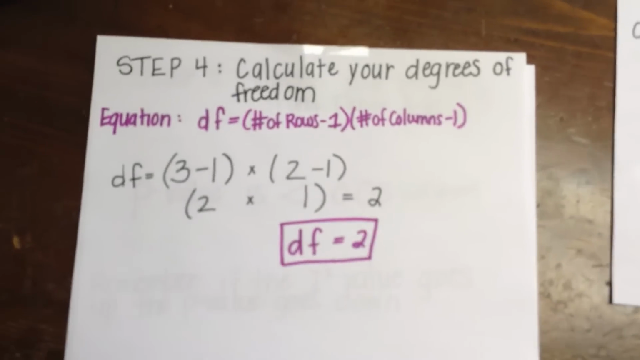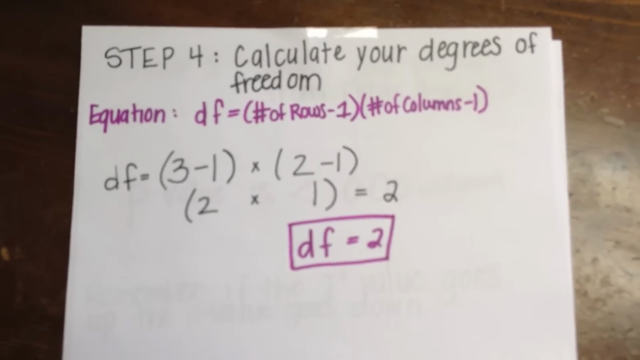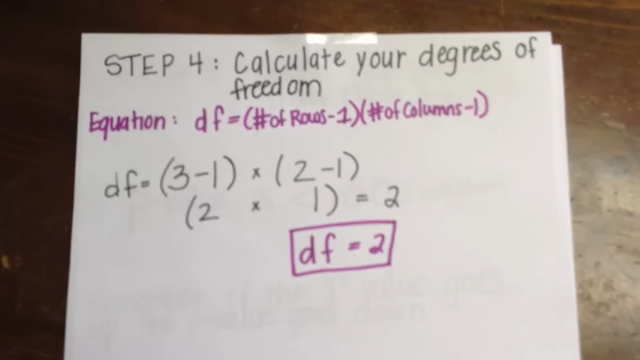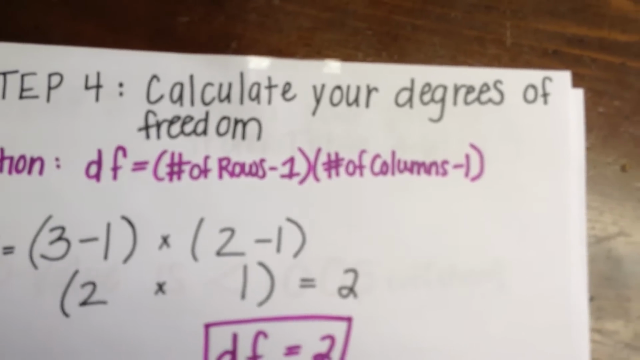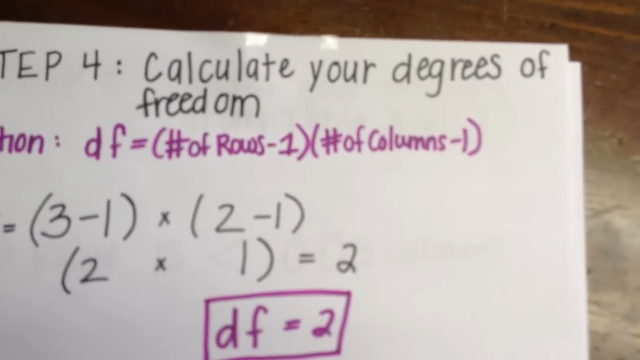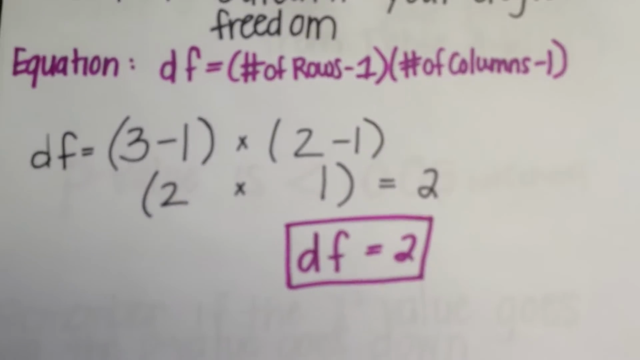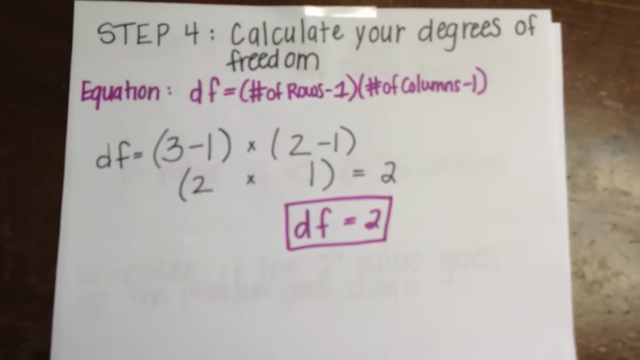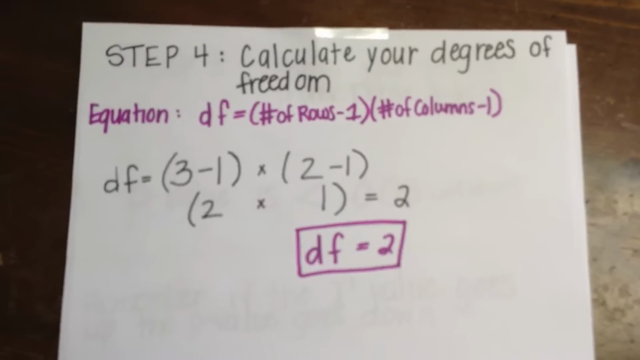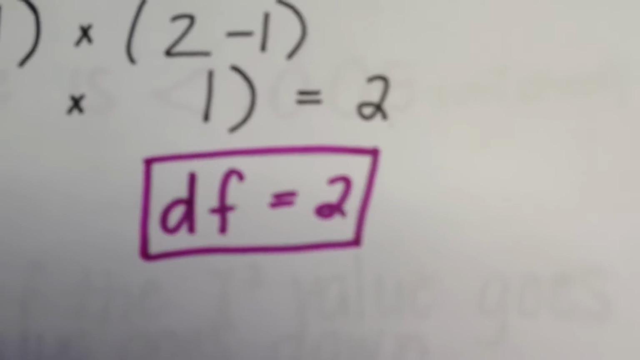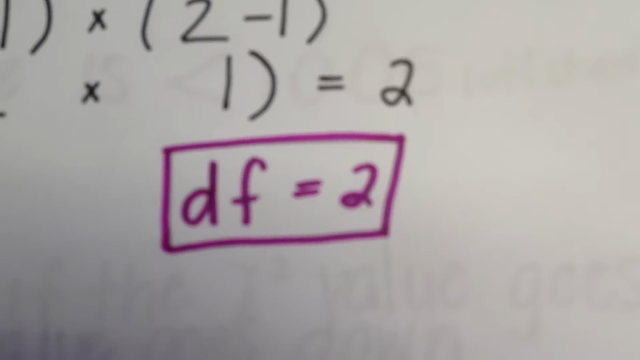Your next step is to calculate your degrees of freedom. The degrees of freedom equation is number of rows minus 1 times the number of columns minus 1. Make sure you use this degrees of freedom equation. Your degrees of freedom ends up being 2 for this problem.